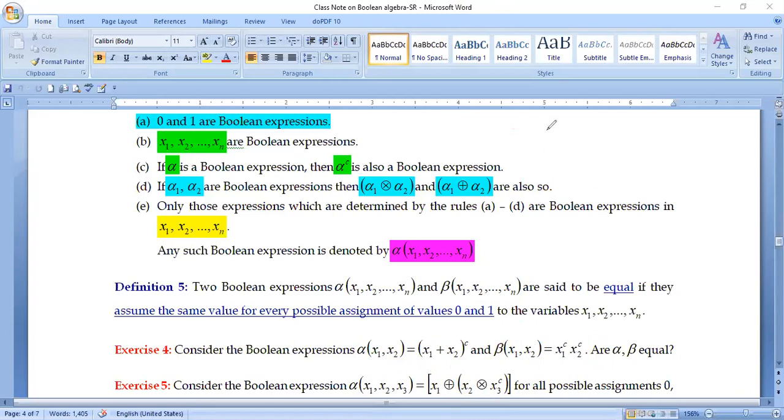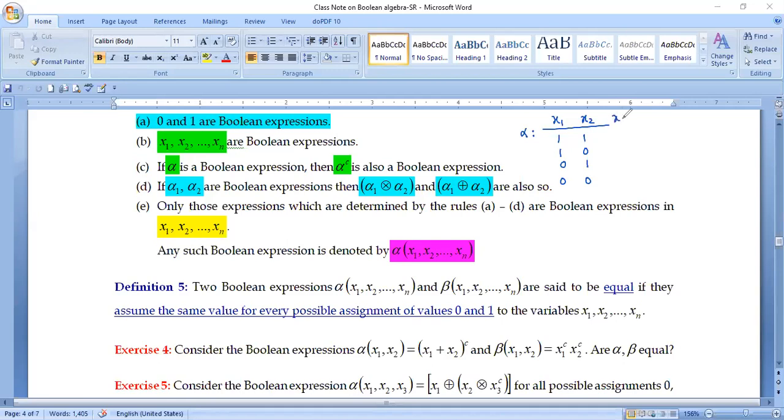For this, what we need to do is formulate two different tables. One table is for the function alpha, and we will consider the two variables x1, x2. These are called Boolean variables, and each of these two Boolean variables takes the elements 1 and 0. So what are the possibilities? Let us start with 1 1, 1 0, 0 1, and 0 0. These are the possibilities.